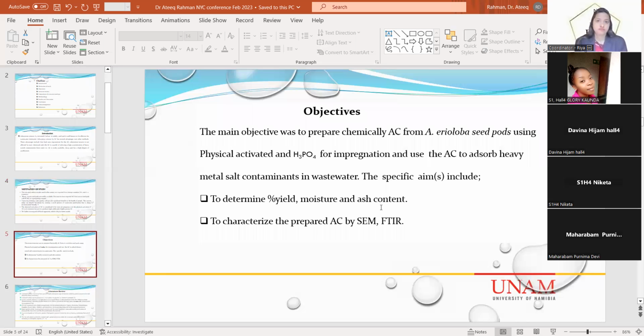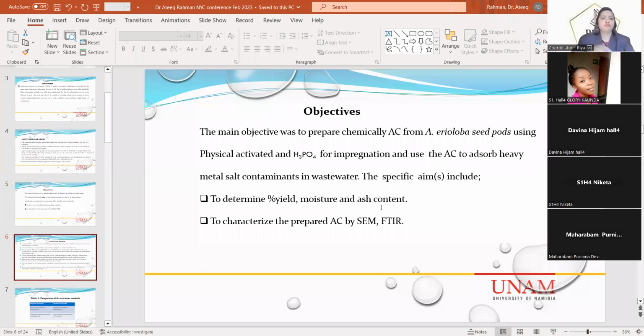The objectives are as follows: preparing a chemically activated AC from seed pods using the physical method and H3PO4, that is phosphoric acid, for impregnation, and using it for adsorption of metals, that is contaminants, from wastewater. The specific aims include determining the percentage yield, moisture, and ash content, and characterizing the prepared AC by scanning electron microscope and FTIR.